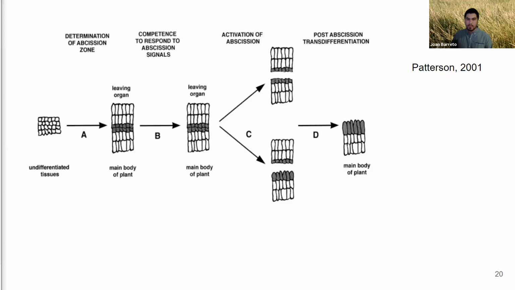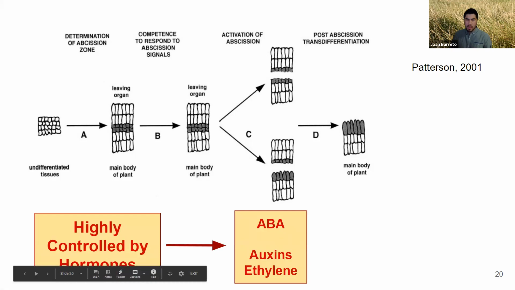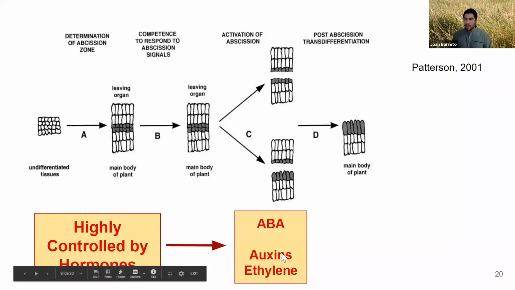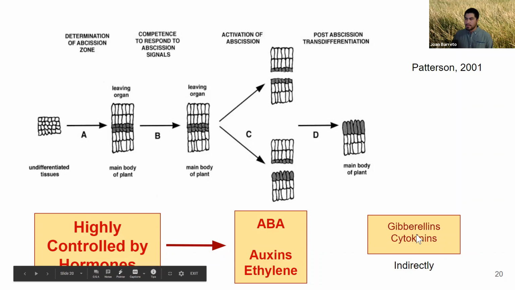As I mentioned before, this is highly controlled by hormones. Scientists first identified ABA, abscisic acid, as the primary substance responsible for abscission. But later it was confirmed that its primary role is in regulating seed dormancy and stomatal opening and closure, and its contribution to abscission is minor. On the other hand, auxin and ethylene are directly involved in the abscission process. Auxin, which is a natural retardant, and ethylene, which is a principal accelerant, regulate this process, which is also indirectly affected by other hormones, such as gibberellins and cytokinins.